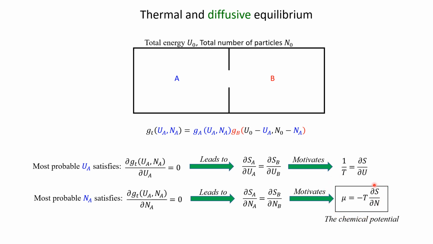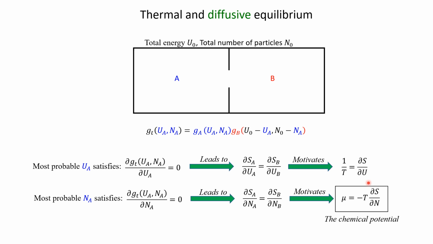expressing the entropy as a function of two variables, energy and number of particles. And you can prove by yourself that if you follow an analogous reasoning, the entropy of the total system increases when particles flow from the system with higher chemical potential to the system with lower chemical potential, when the chemical potential is defined like this with the negative sign.